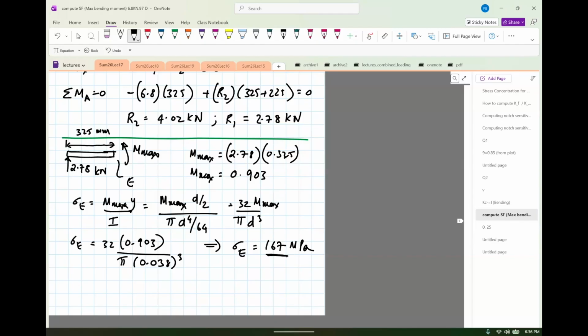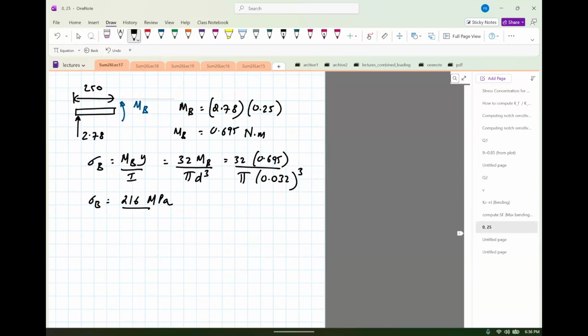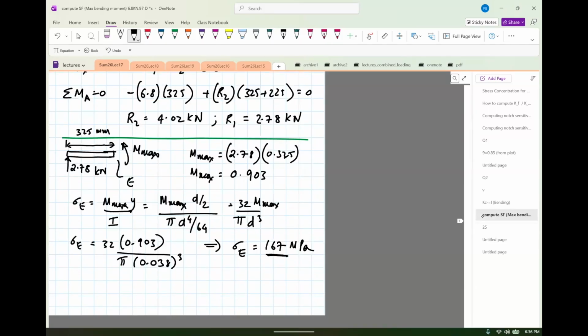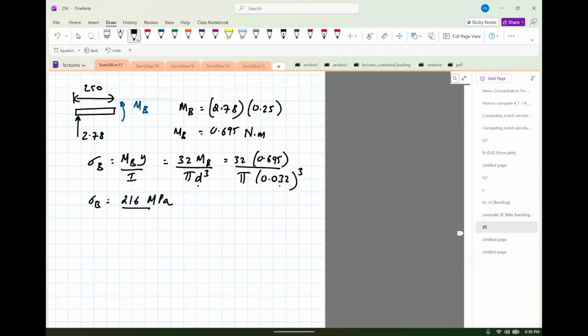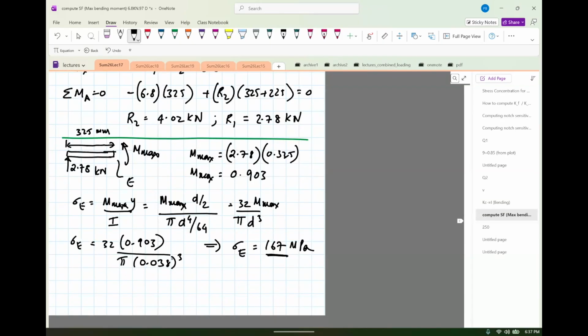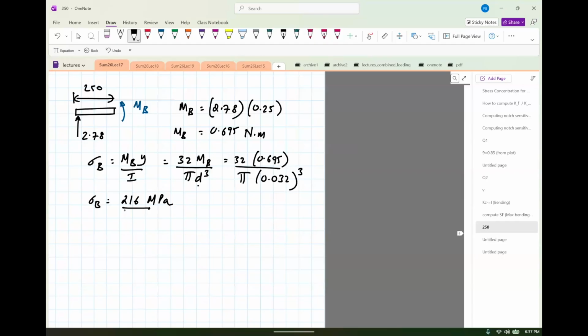and the stress at B is 216. So why did this happen? Well, even though the moment at E is greater than the moment at B, the shaft diameter at E is greater than the shaft diameter at B. Because of the effect of D, which is 0.032 versus 0.038, we found that without any stress concentration, the stress at B is greater than the stress at E.